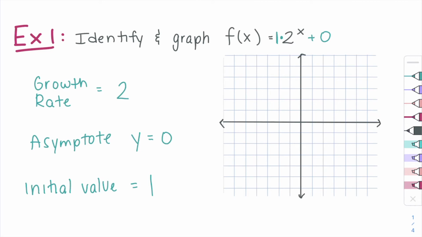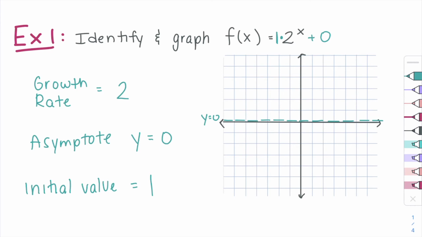I know that I can't cross over the x-axis because I have an asymptote at 1. So I could go in and remind myself of that and just turn this into my asymptote, right? This is my y equals 0 asymptote. I have an initial value of 1. I have a growth rate of 2.